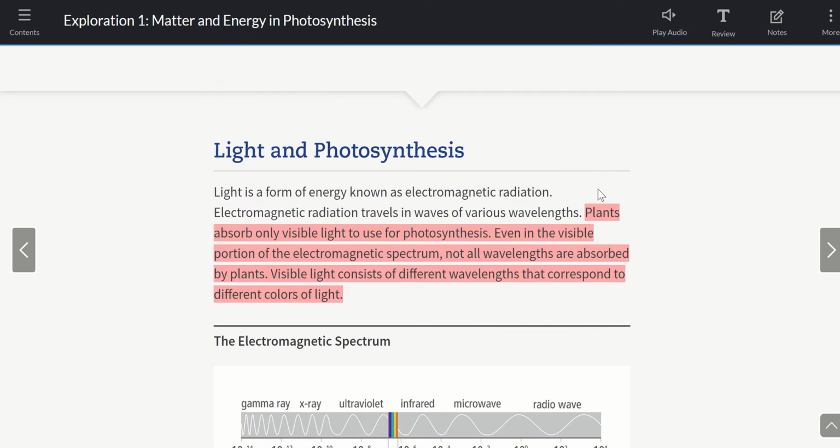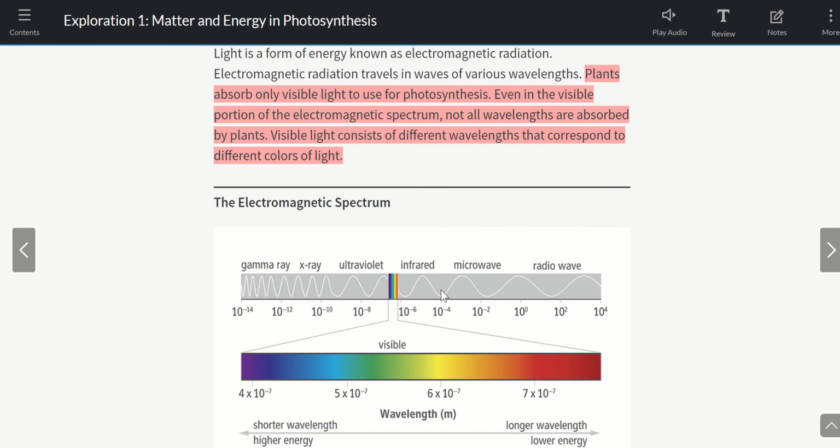Okay, so here is light in photosynthesis. Now we're going to talk about what light is actually used in photosynthesis. It's in the form of electromagnetic radiation, and plants are going to absorb only visible light. Here is the giant chart, an example of different kinds of electromagnetic radiation.